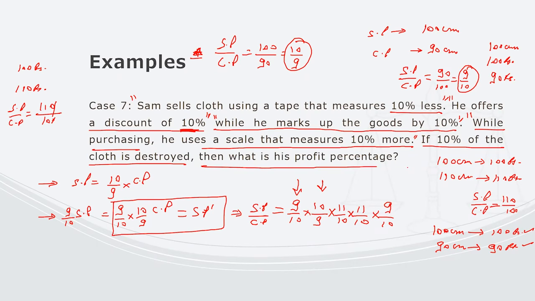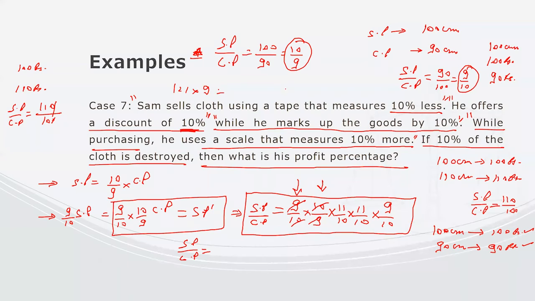Then what is his profit percentage? Now understand this thing, that this is the ratio of selling price by cost price ultimately. Now, if you cancel all of this, what are we going to get? We will get 121 into 99 divided by 1000. So let me calculate it over here. Selling price by cost price ratio will be 121 into 9. 9 2s are 18. 9 1s are 9 and 10. 1089. So selling price by cost price ratio is 1089 divided by 1000.